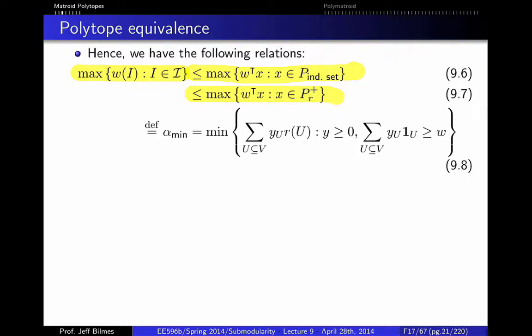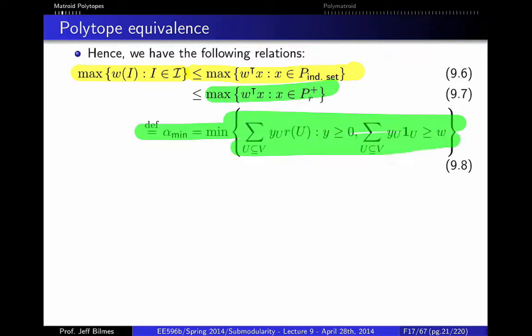So we've got that, right? And let's just define it to be alpha min, and this is the dual. So this comes from strong duality. Let me highlight the strong duality bit. Strong duality comes from this part here in green. Okay?